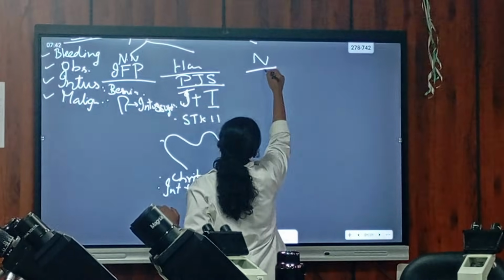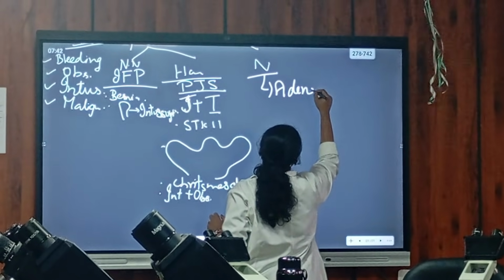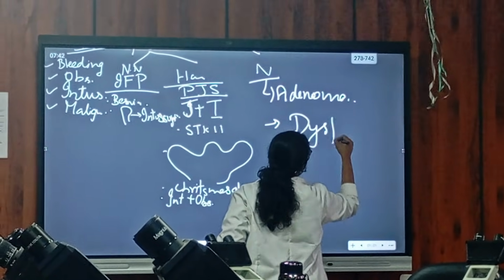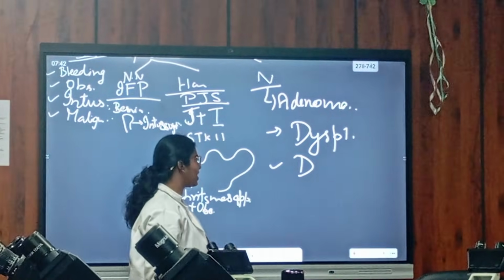Lastly, we have neoplastic adenoma, which displays dysplasia again, and it occurs most commonly in the duodenum. That's why duodenal cancer and periampullary cancer is very common.